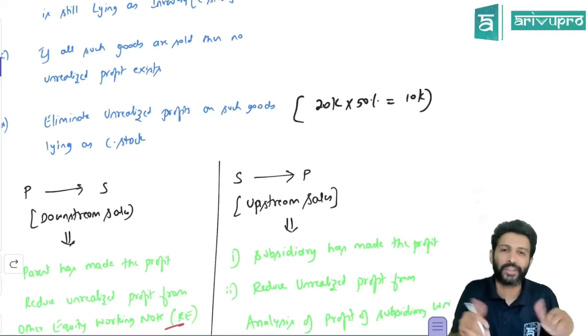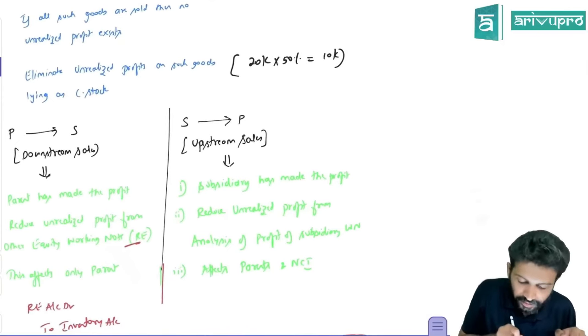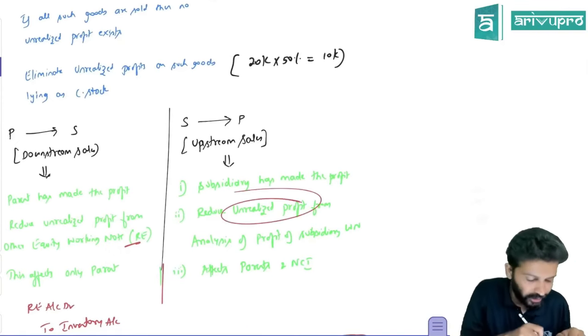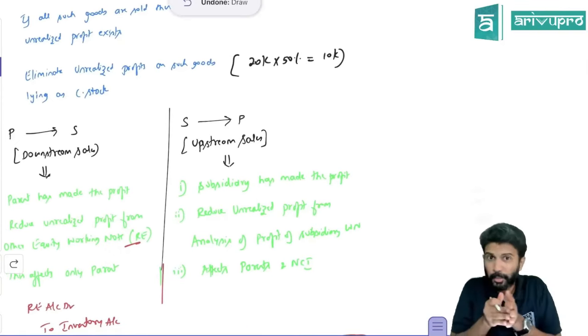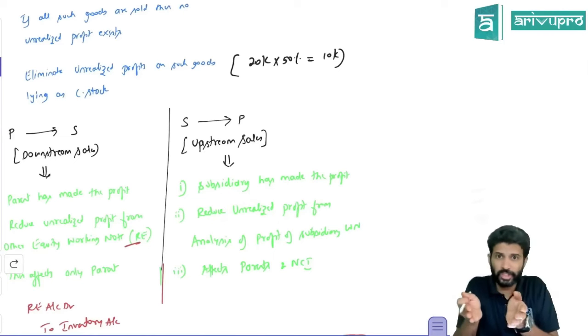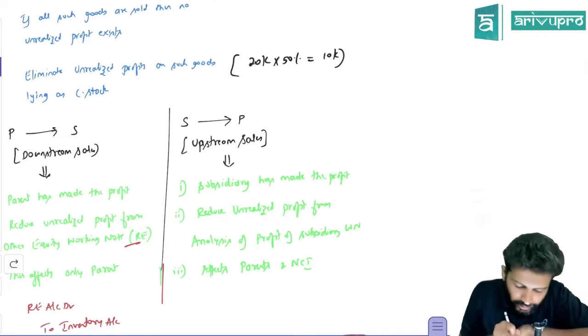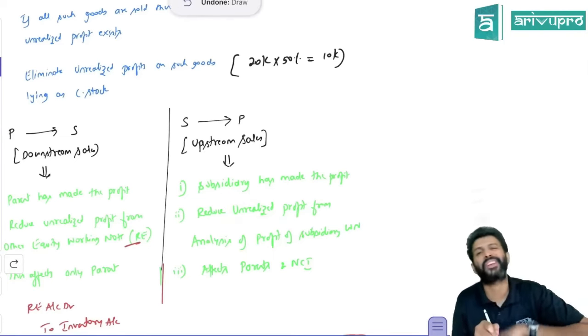But this is unrealized profit. Hence what you have to do? You have to eliminate that. If subsidiary has made the profit, reduce that unrealized profit anyway before distributing subsidiary's post acquisition profit. You prepare a working note, no? So reduce it in the analysis of profits of subsidiary working note.